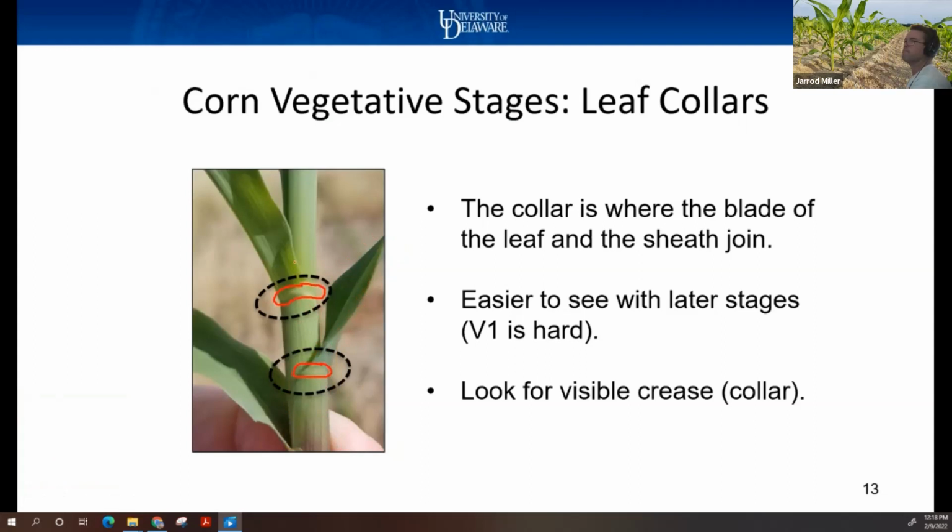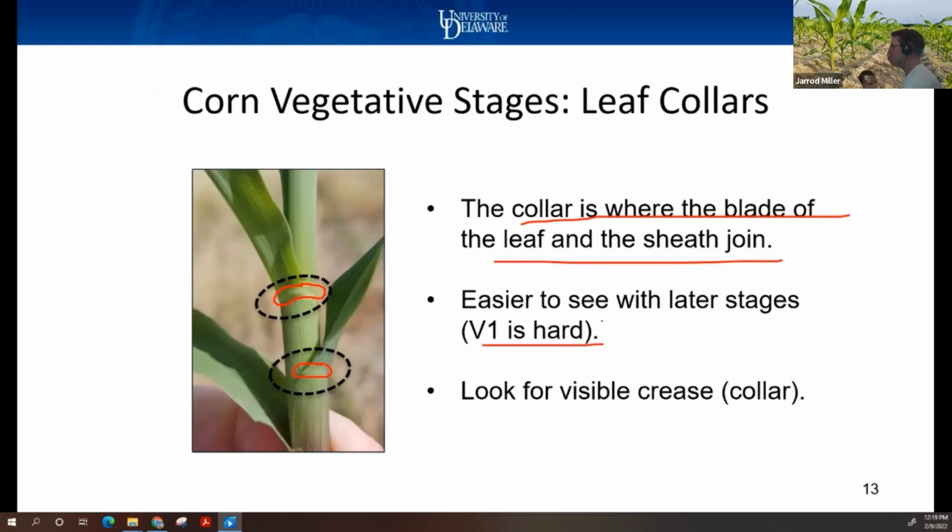But if you're not doing research, if you're not really trying to specifically say when it occurred, it's not a big deal. You might say, well, I think this is going to happen tomorrow, so you can go ahead and call it V1 or V2. So the collar is where the blade, the leaf and the sheath join, right in here. It's easier to see with later stages. I think V1 is hard.